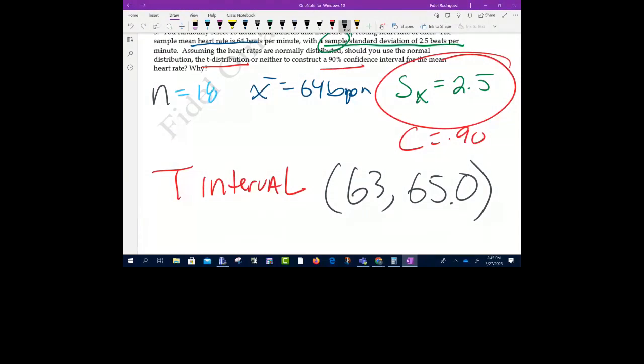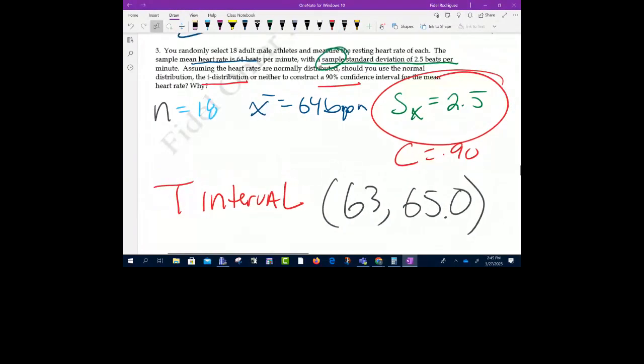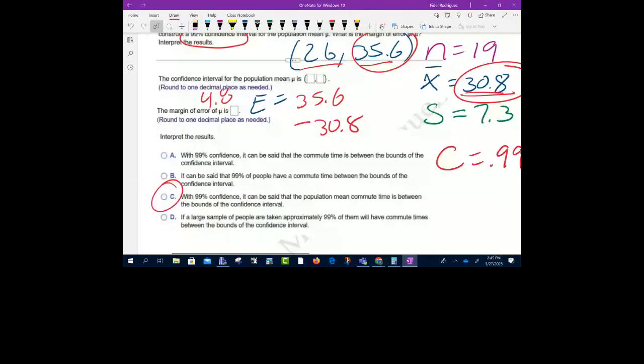So y'all, again, what are we saying here? If we were to take the resting heart rate of any adult athlete, it's got to be a male, because I think they're adult male athletes, and we found the population average, there's a 90% chance that the resting heart rate is between those two numbers.